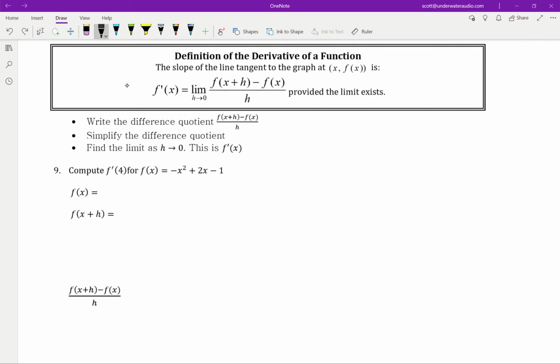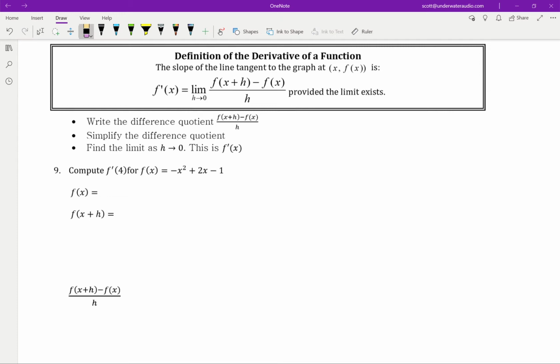Remember, this is the difference quotient right here, which is what we were using to find slope a while ago. So the steps for using the limit definition are: we're going to write the difference quotient, f of x plus h minus f of x all over h. We'll simplify it, and then we'll find the limit as h goes to 0.